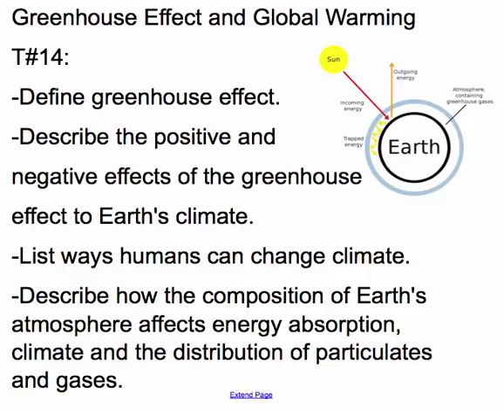So here it is. You're going to need to know how to define the greenhouse effect. You need to know how to describe the positive and negative effects of the greenhouse effect to Earth's climate. List ways humans can change climate, and describe how the composition or makeup of Earth's atmosphere affects energy absorption, climate, and the distribution of particulates and gases. Really, that last one is just the first four all put together. So here we go.